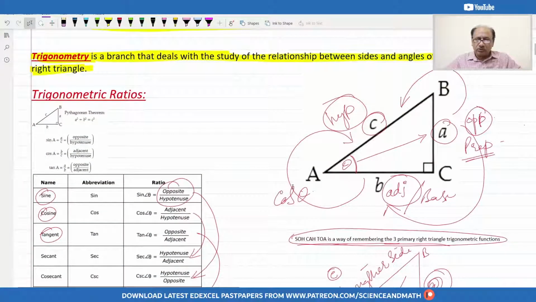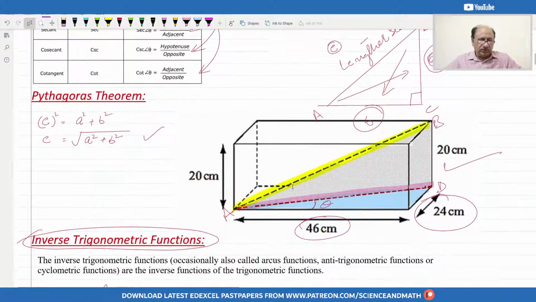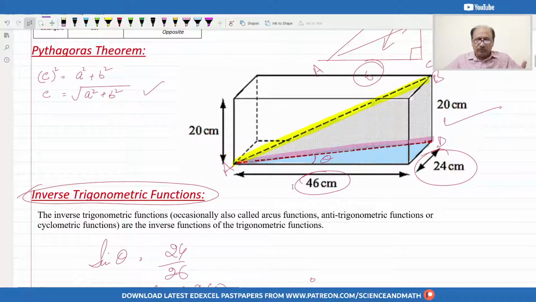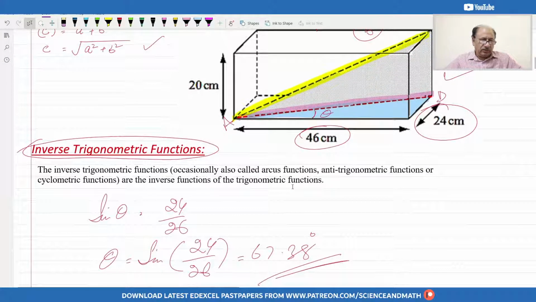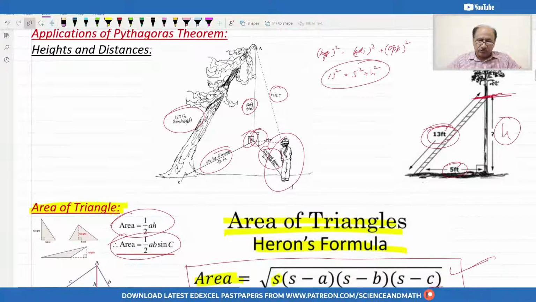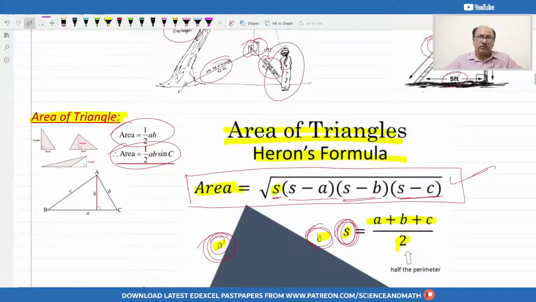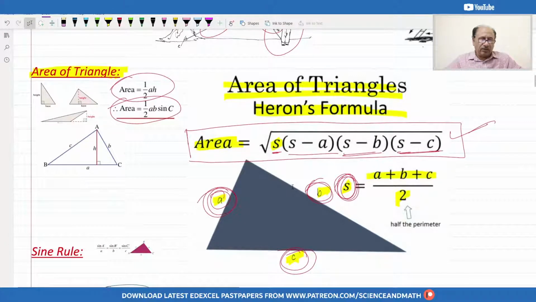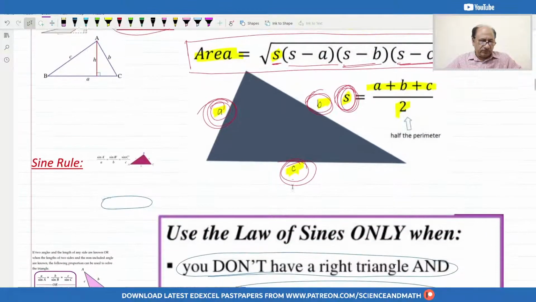A quick recap, for example 1 or 2 minutes, just quickly I'll go through the previous section which we did. First of all, we discussed the trigonometry definition and ratios: sine, cos, tan. Then we discussed Pythagoras theorem, and different difficult questions in exams. Then inverse trigonometric functions, applications of Pythagoras theorem, and finding heights and distances in different situations. And then area of triangle, three formulas we discussed: half into base into height, then half into ab sine C, then Heron's formula. So all these things we covered last time.